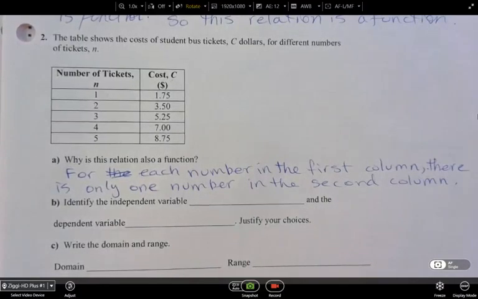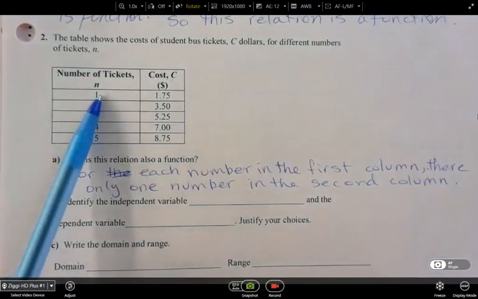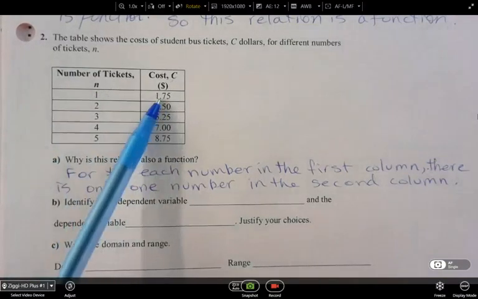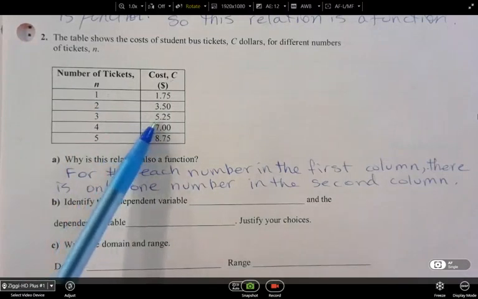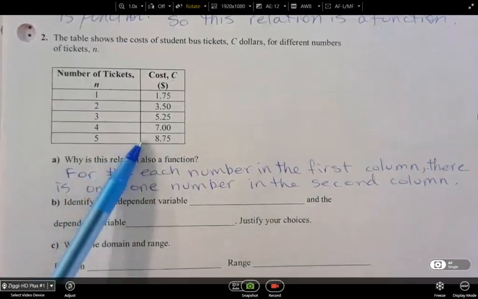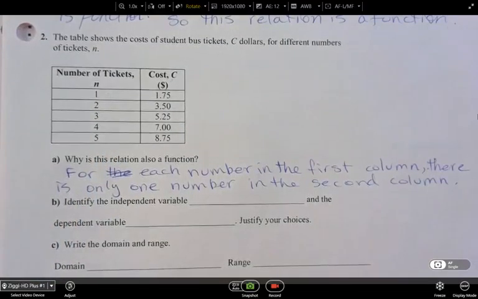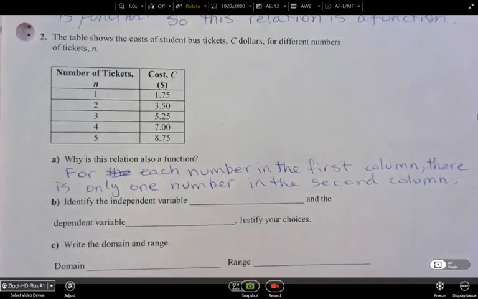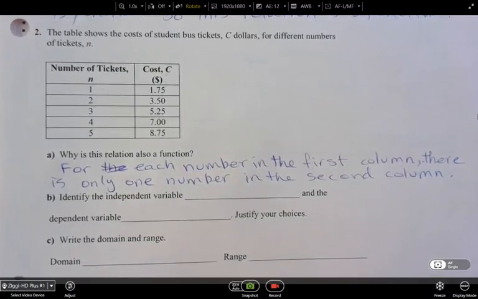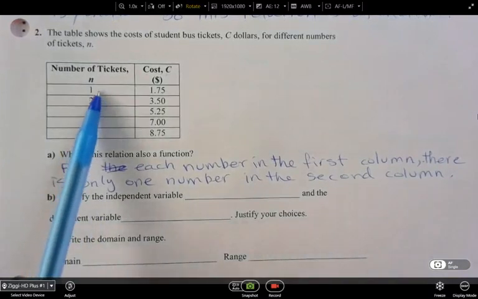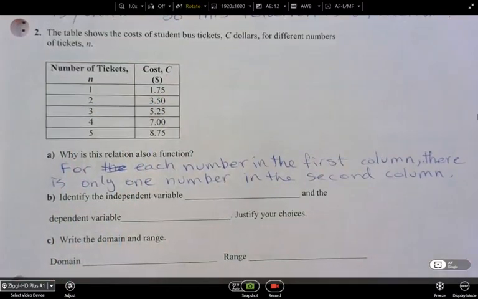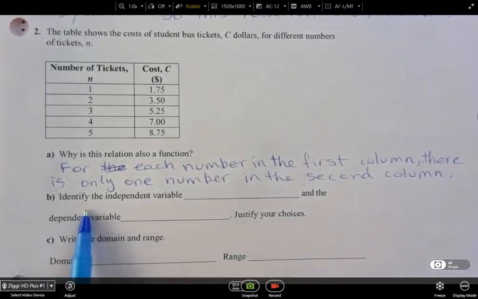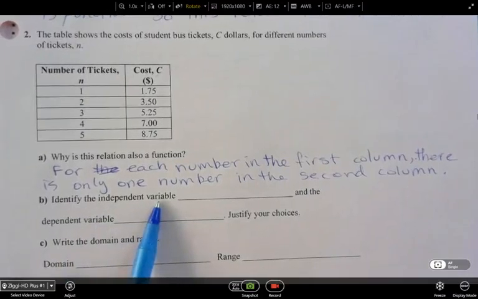And that would be ridiculous if it wasn't a function, right? So like one ticket is going to cost you $1.75, 2 tickets is going to be $3.50, 3 tickets is $5.25, 4 is $7, 5 tickets is $8.75. Now, that would be unfair if it wasn't a function. So if one ticket either cost you $1.75 or $3.50, that would be ridiculous. Kind of see that? Okay, so what is the independent variable?